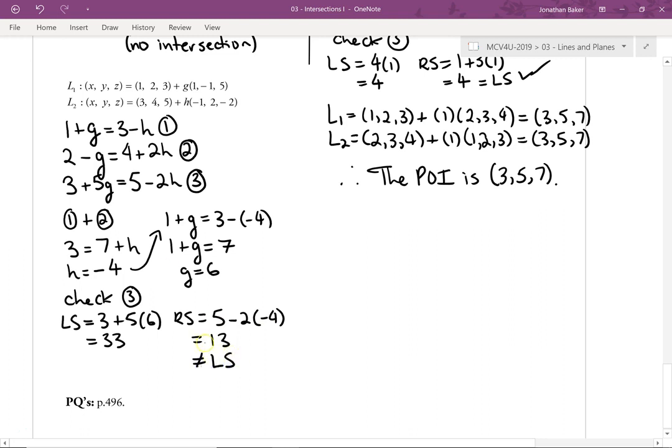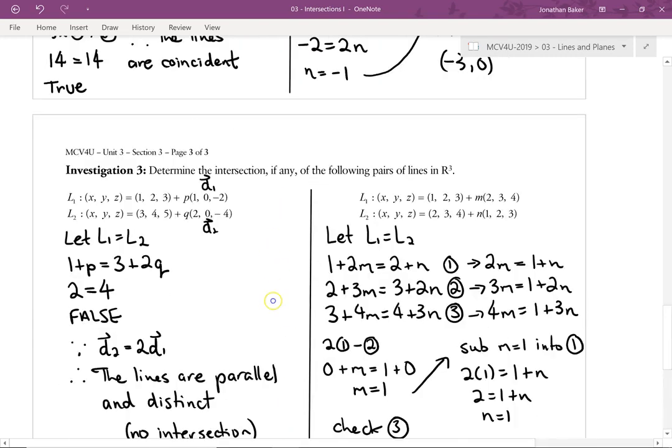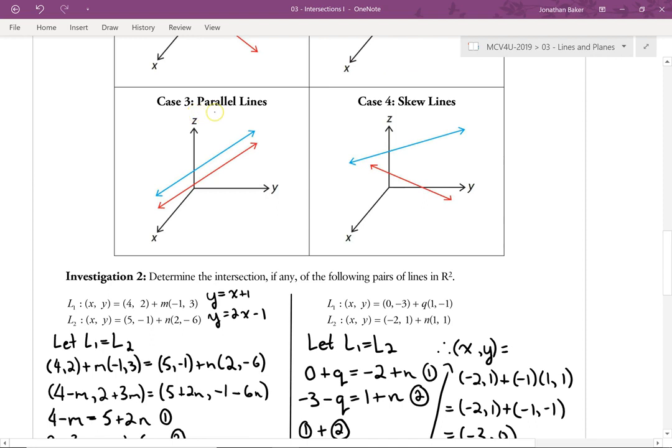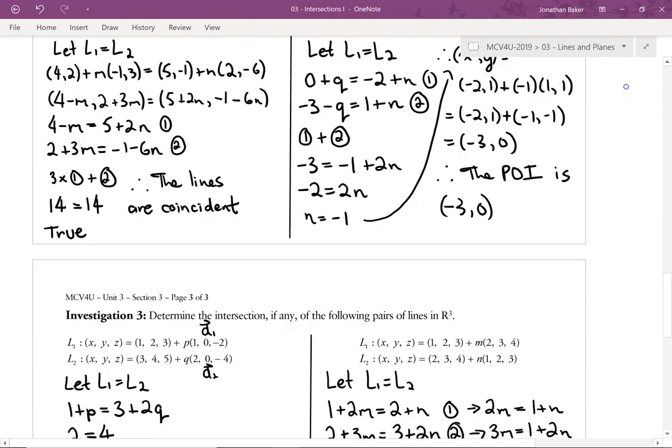And because this h and g did not satisfy equation 3, what this means is that g and h are not consistent throughout the system. In other words, these parameters wouldn't yield us the same point if we use them in these lines. So that leaves us with the same question as the last one. Is this a case of parallel lines or skew lines? Of course we found they were parallel last time, so maybe we have skew lines this time.